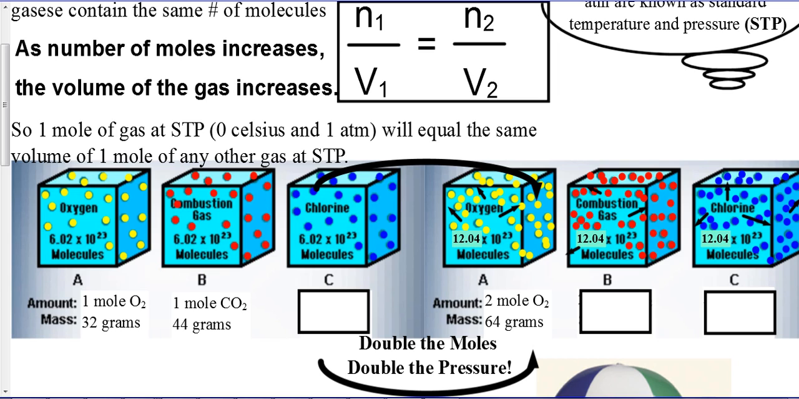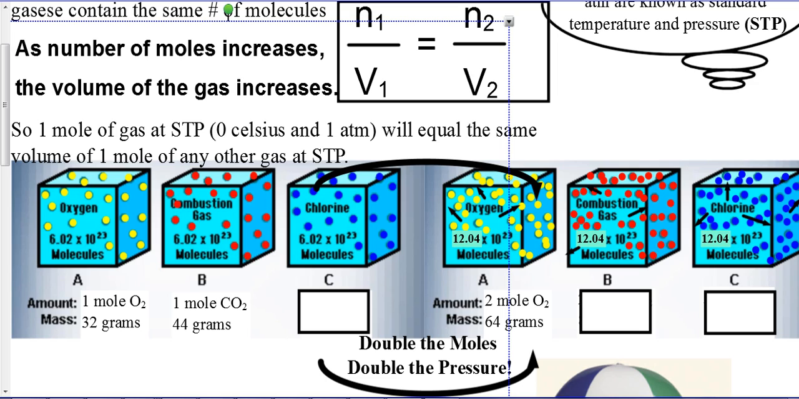Same thing, if you have 1 mole of carbon dioxide, it's going to be 64 grams, it's going to weigh that much. But the space, the volume that it takes up, is going to be the exact same as the volume that oxygen gas would take up if it was 1 mole of oxygen.